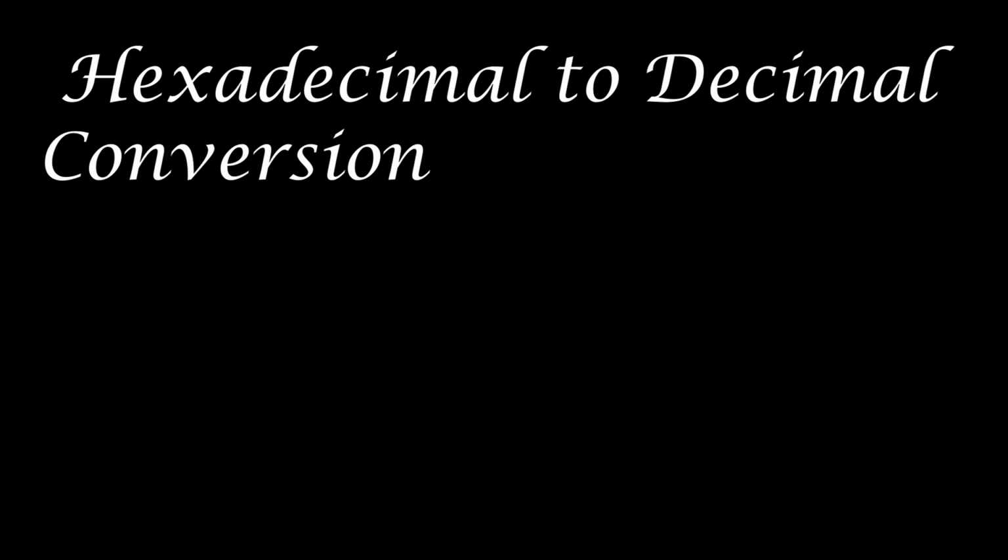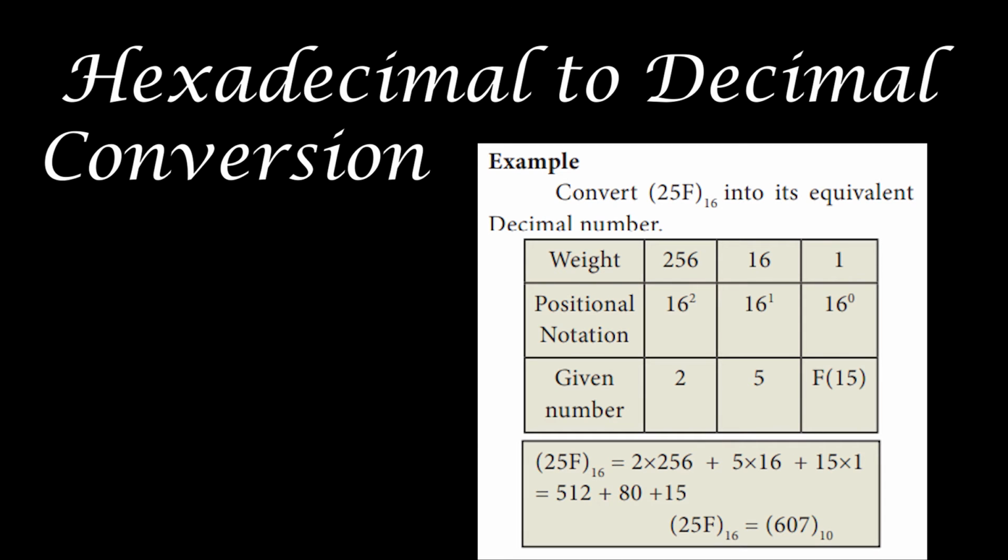F means that is 15, right? So here we'll write 25F, and from right to left we'll put the positional notations. That is the list of powers of 16. Okay, so 16 power 0, 16 power 1 and 16 power 2. So 2 into 16 power 2 plus 5 into 16 power 1 plus 15. F is 15, right? So 15 into 16 power 0, right?